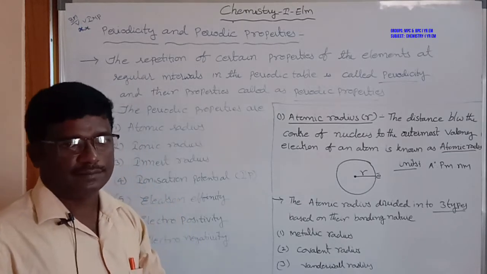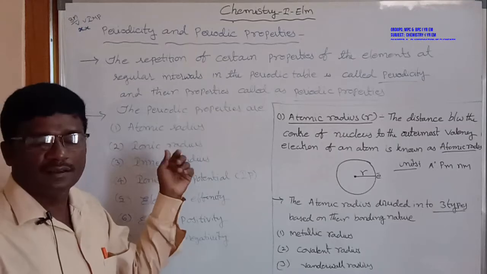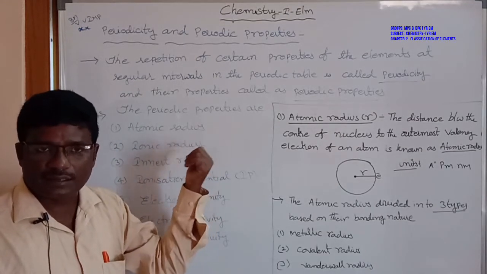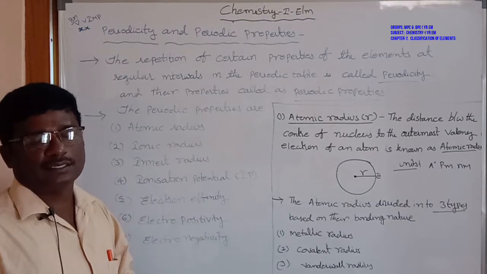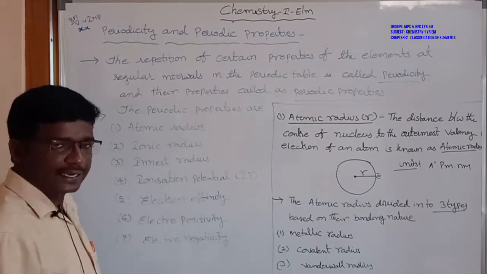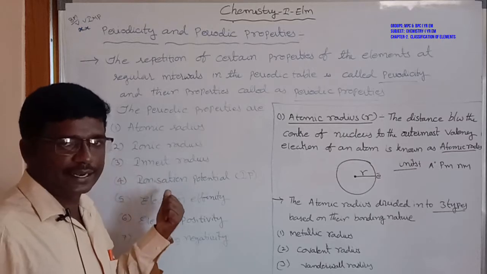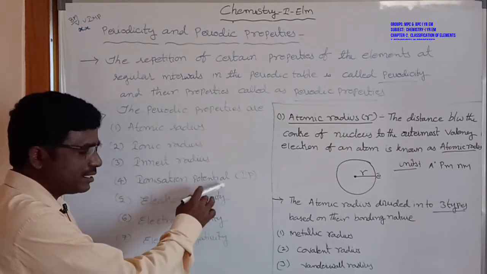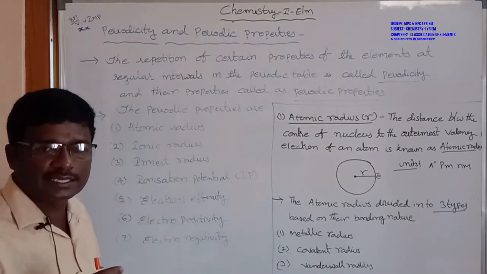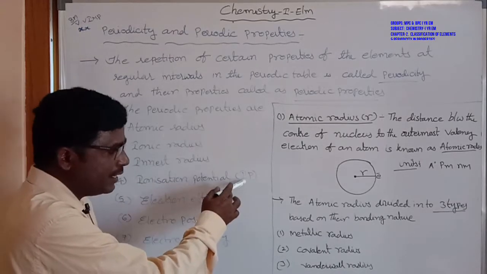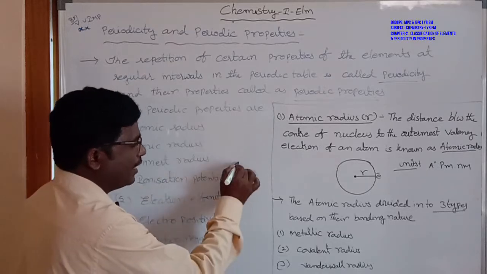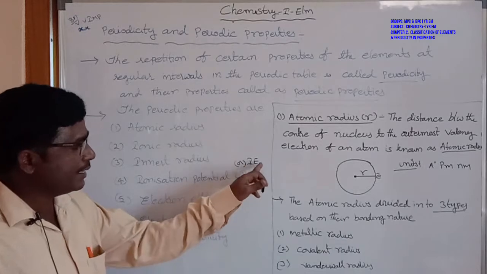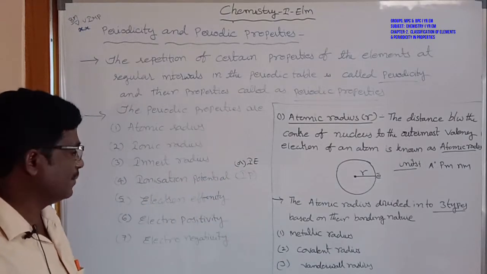The periodic properties are: first one, atomic radius; second, ionic radius; third, inert radius; and fourth, ionization potential or ionization enthalpy. That is also called IP or IE. IP is also called the ionization potential, and IE is also called the ionization enthalpy.